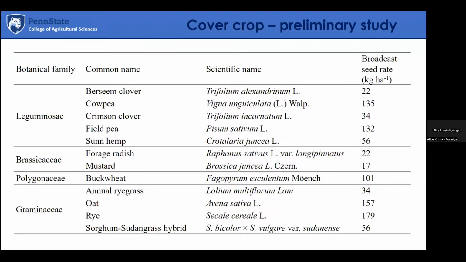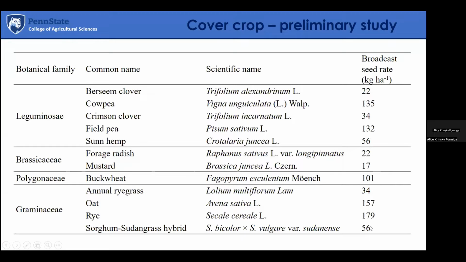Now, to go through these characteristics and show you some of the work that we have been doing, and what we mean by those characteristics, I'm going to present the results of a preliminary study that we did under controlled environmental conditions with 12 different species of cover crops, including some leguminous ones that you see here, brassicas, and then buckwheat that I mentioned several times, and some grasses. And in this column here, you can see the broadcast seed rate that we used.